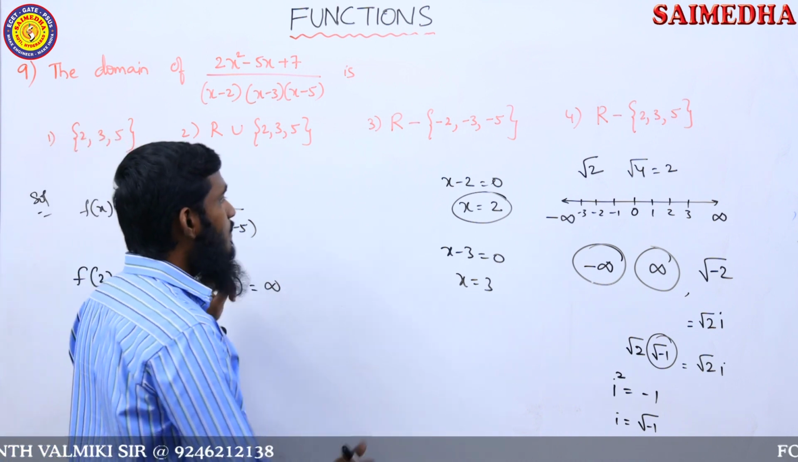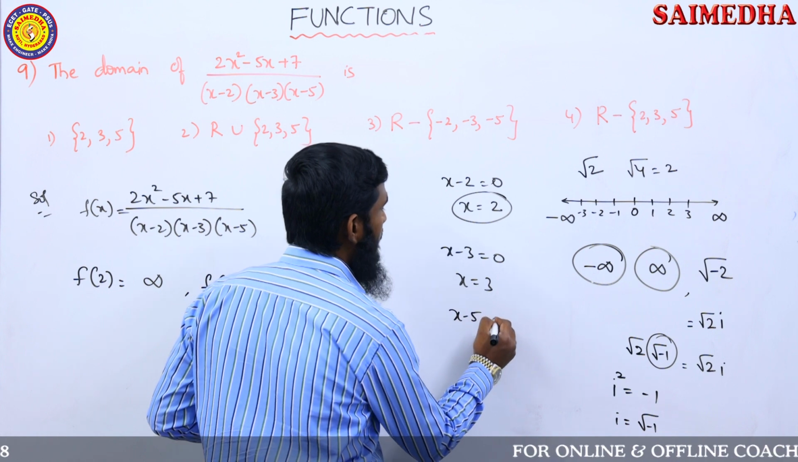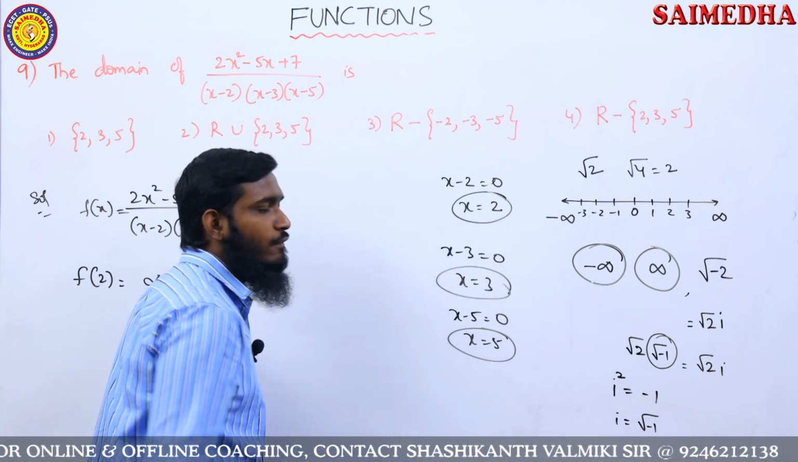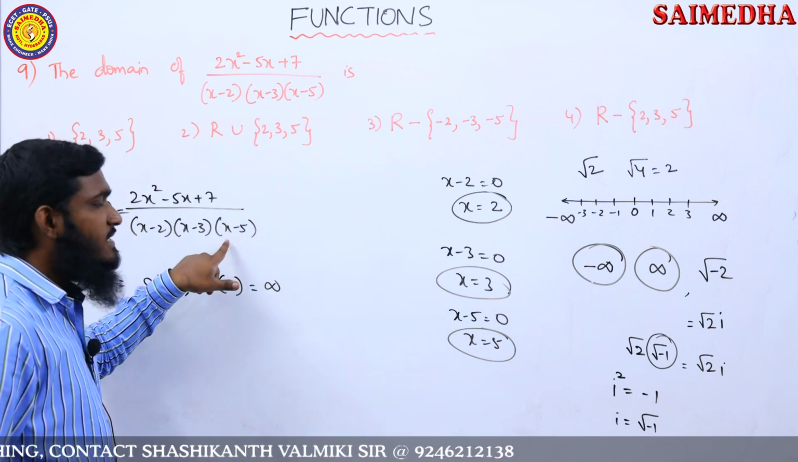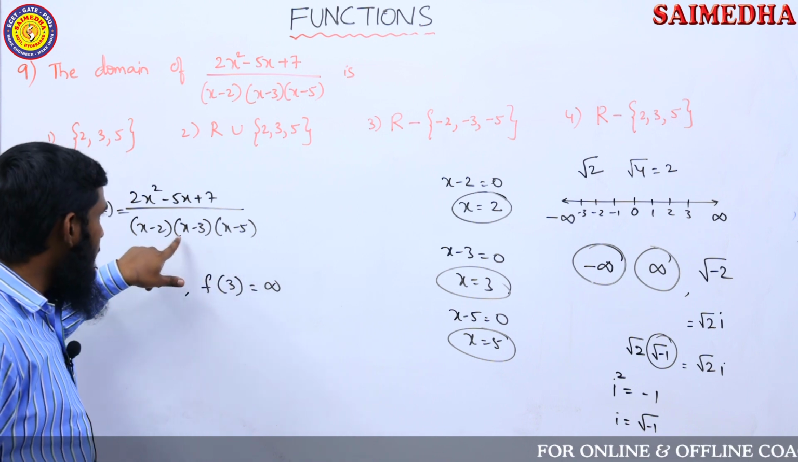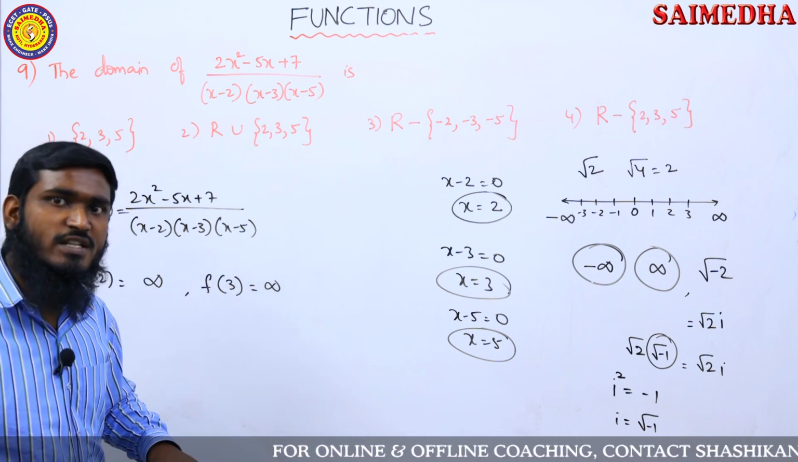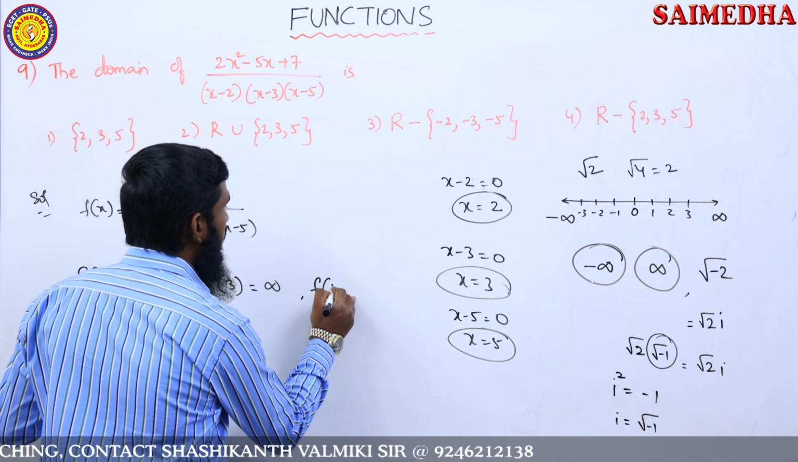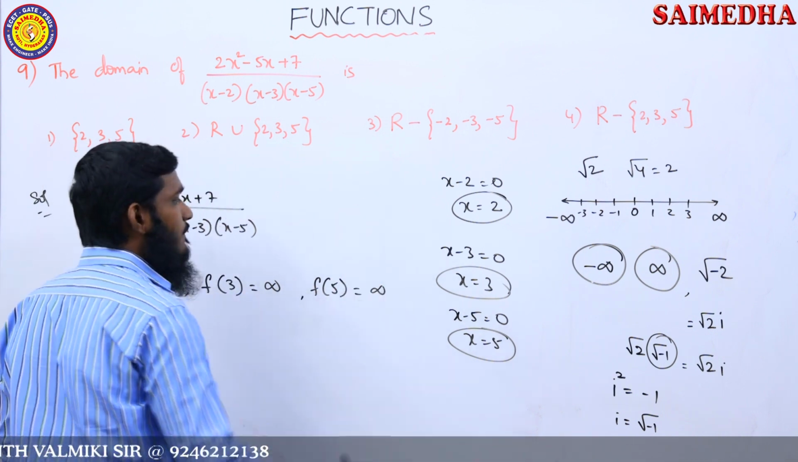Now next, one more factor is given, x − 5 = 0, so x = 5. If we substitute x = 5, then 5 − 5 = 0, and 0 into (x − 3) into (x − 2) is also 0. If we get the denominator as 0, then we can write f(5) equals infinity.